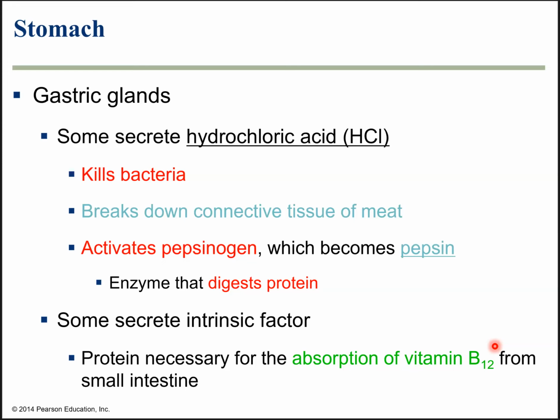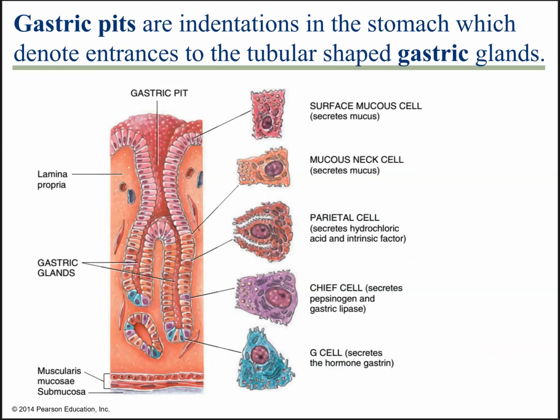And the gastric juices also contain a hormone known as gastrin, and gastrin is important for stimulation of other specialized cells in the gastric pit. Now, the gastric pits are indentations in the stomach. So the walls of the stomach are primarily made of mucus cells, but they also have some specialized cells that secrete all the gastric juices.